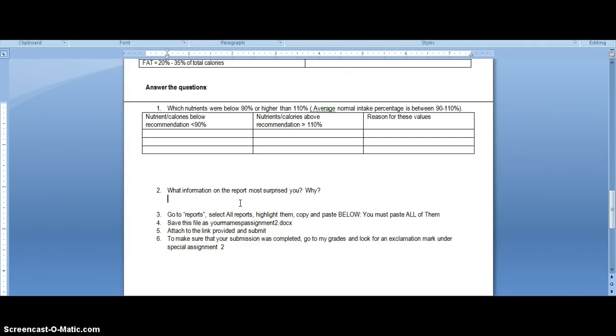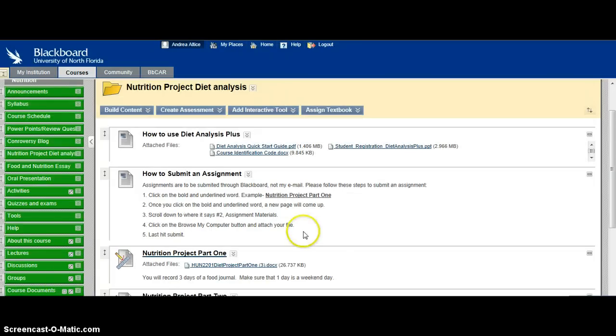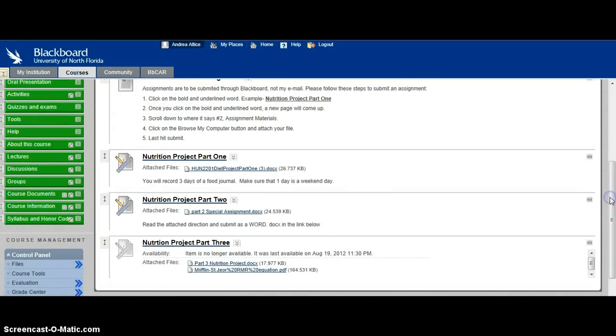If you have already submitted your energy balance report and your intake versus goals report on the Diet Analysis website, you do not need to copy and paste your reports like the directions tell you right here. However, you do need to submit this file with the same answers that you filled out and the questions back on Blackboard.